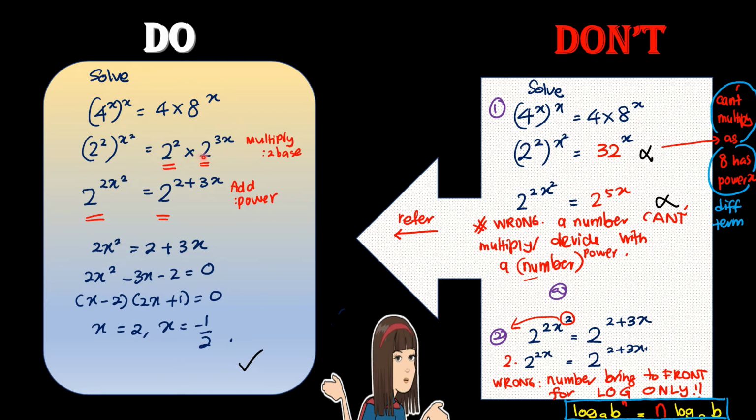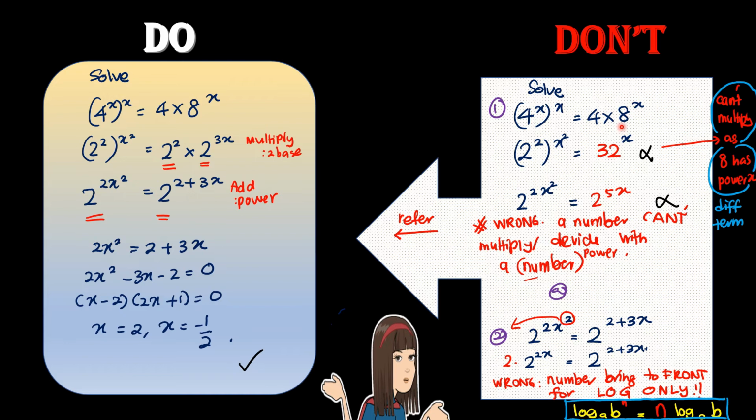Base multiply base. When you have multiply involving 2 base, you can add the power. Right? Remember, multiply the 2 base. So you can equal the power on the left and on the right, so you can get the value. Right? So here, what you do here is you can't combine the value 4 and 8 here to be 32.